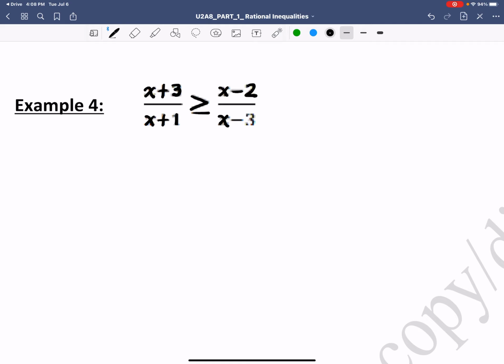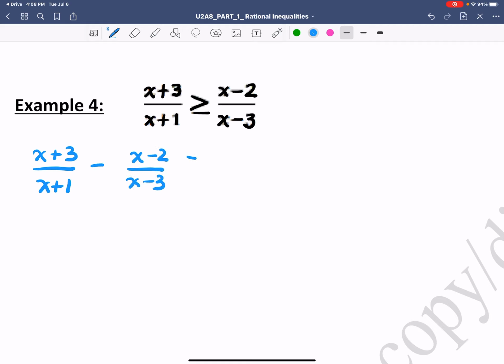So again, just like we did in the previous examples, we will be taking all the terms to one side of the inequality. So we have x plus 3 over x plus 1 minus x minus 2 over x minus 3 bigger than or equal to 0. We need to find the lowest common denominator. It's kind of easy to find lowest common denominators in rational expressions. Whenever you see that denominators are completely different from each other, they have no other factors and no common factors, then the lowest common denominator will be the product of the two.